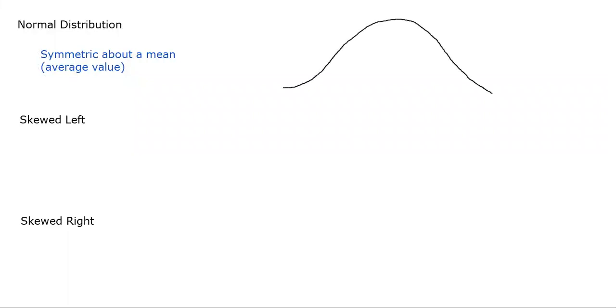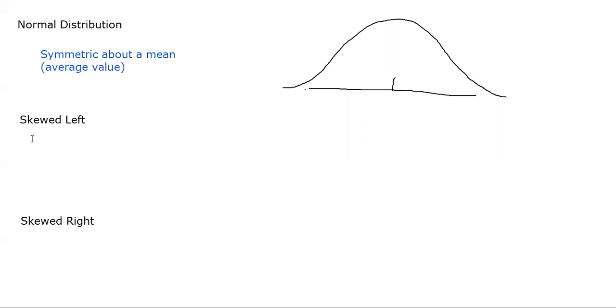Now, if I'm talking about a normal distribution, it is symmetric about a mean or an average value. So what that would look like visually, if I come over to the right side here, is something that looks like that, a bell curve. And right in the middle is going to be our average or our mean value. And we'll talk about how that breaks down here in a second.